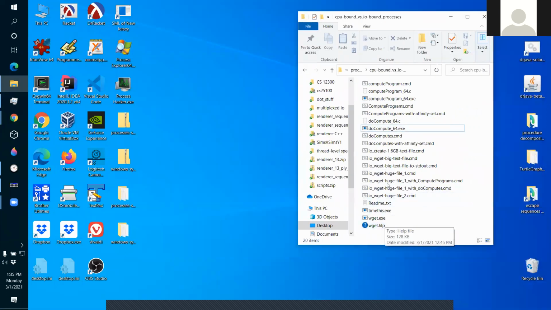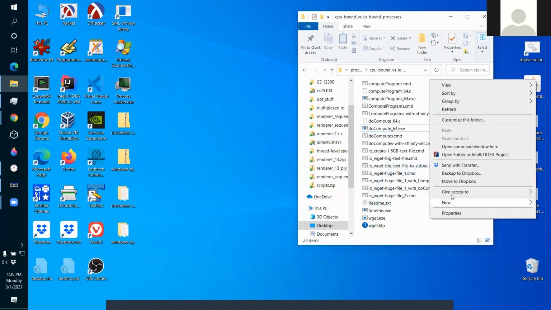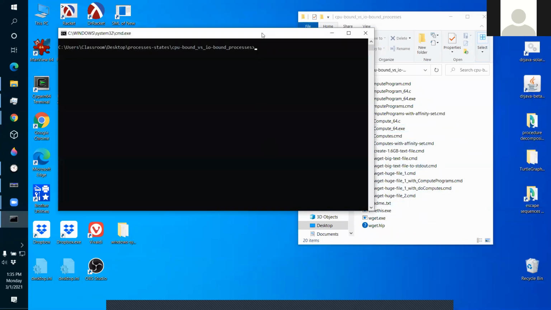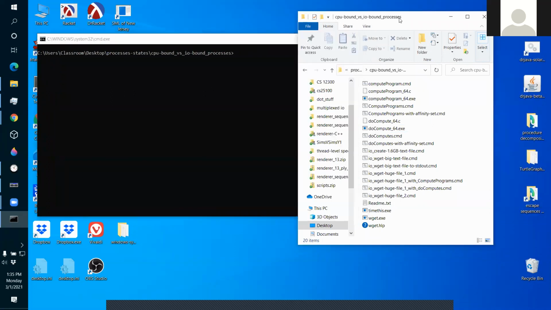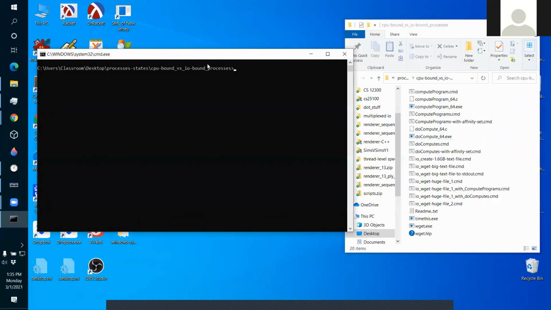Now, let's see. The best way to do that, okay, open a window and create a bunch of CPU. Well, let's see.